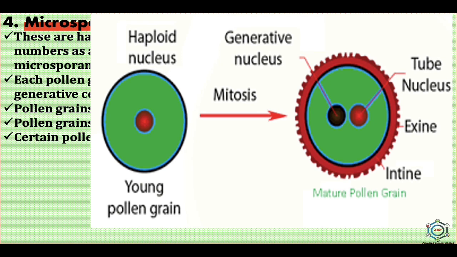Here, the young pollen grains are converted into mature pollen after mitosis and the pollen grains also affect the life of human beings. They enter from our nostril and cause allergy, also cause respiratory disorders, asthma and bronchitis. They are highly nutritious also.